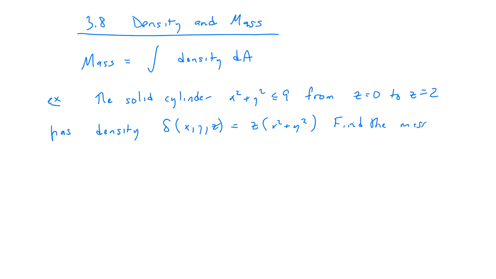And this is the Greek letter delta. So the solid cylinder from 0 to 2 has a density given by z times x squared plus y squared. Let's find the mass. And you can see that once we get this idea that what we're going to do is just integrate that function over the region, it's just like 3.4. I want to integrate a function over a region. Well, here the function is the density.